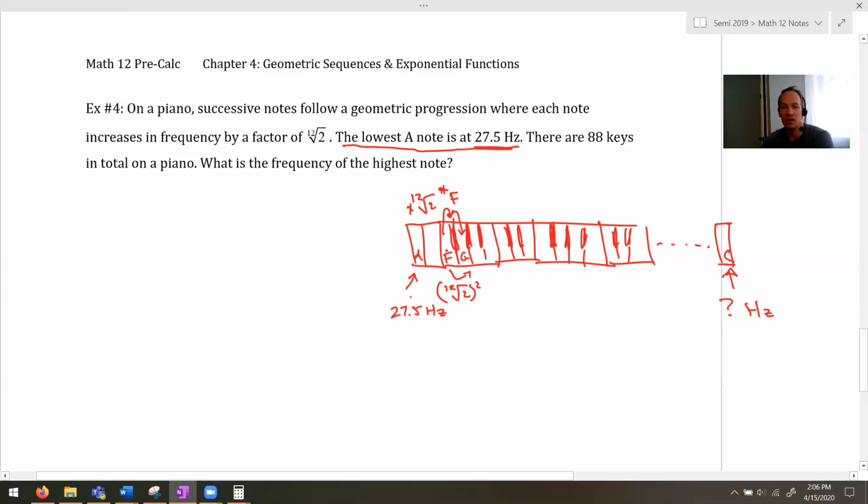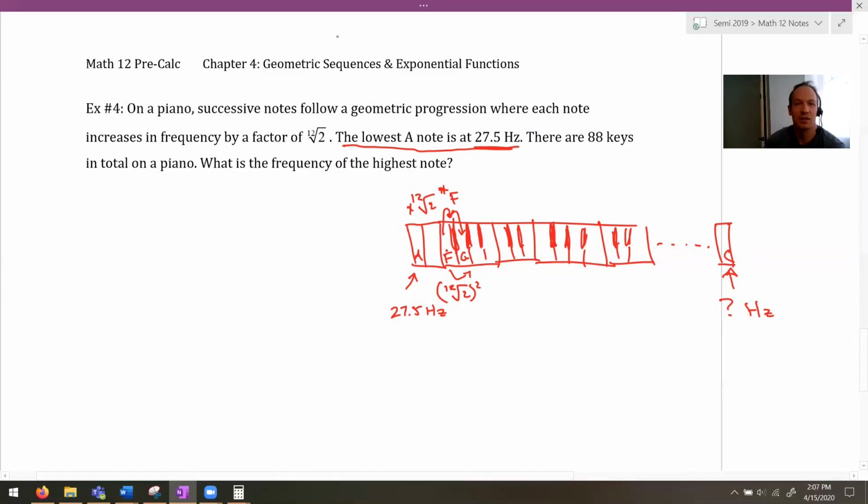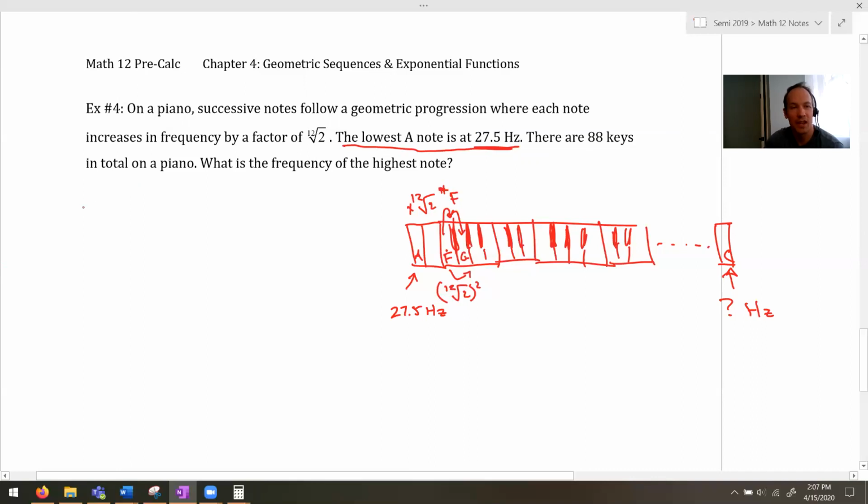Okay, so you could sit there and you could say 27.5, and you can multiply it by the 12th root of 2. And you could do that like 88 times, but we're going to use geometric series, or sequences, I should say, to help us out. Sometimes I say series instead of a sequence. If you're wondering what the difference is, there is a difference, and that's actually going to be the next lesson.